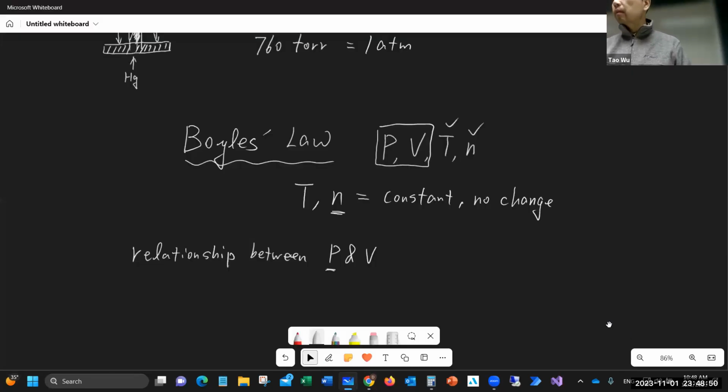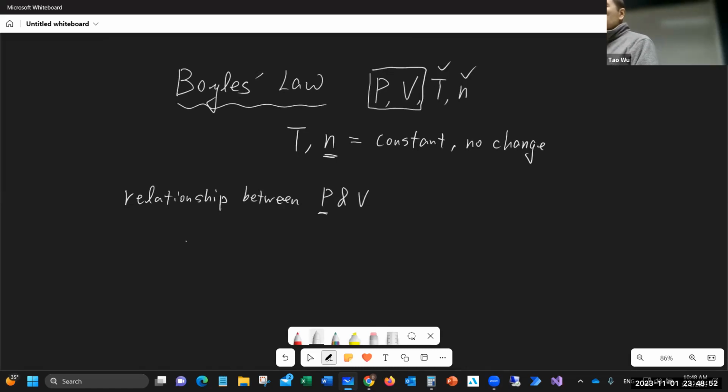Are you clear? So here, pressure and volume, which one is independent? Which one is dependent? Pressure is independent, volume is dependent. Volume depends on the pressure, right? You're changing the pressure, then you're changing the volume. So the relationship is, if you increase the pressure, obviously the volume will decrease. And if you decrease the pressure, the volume will increase. So that is the relationship.